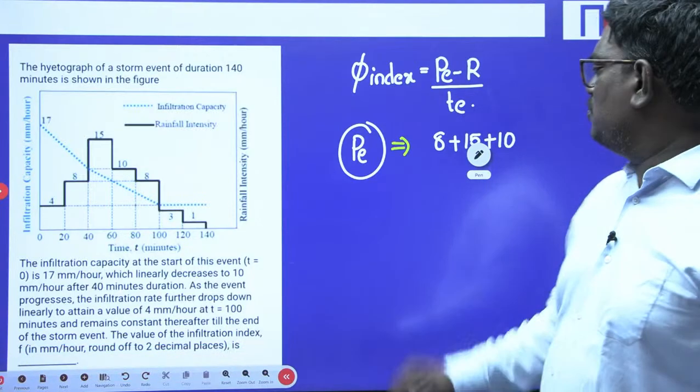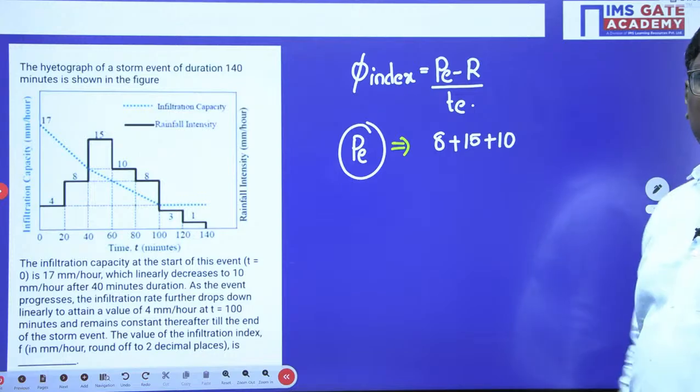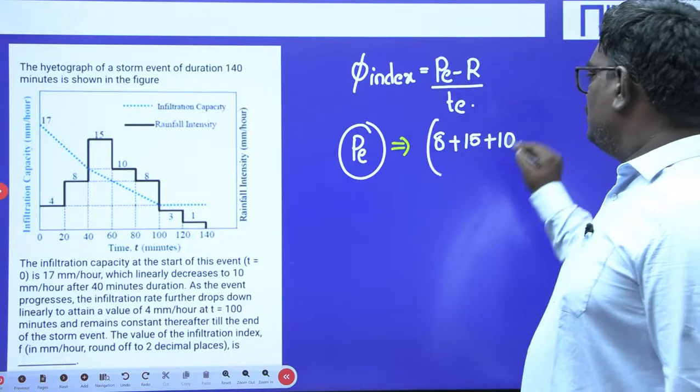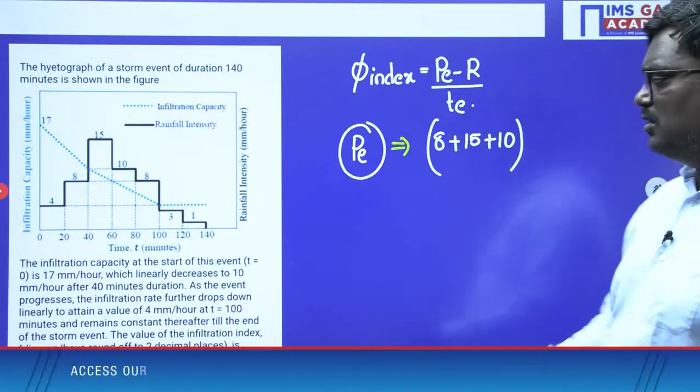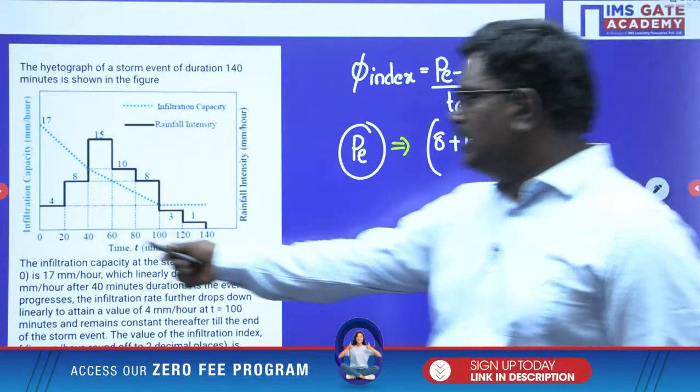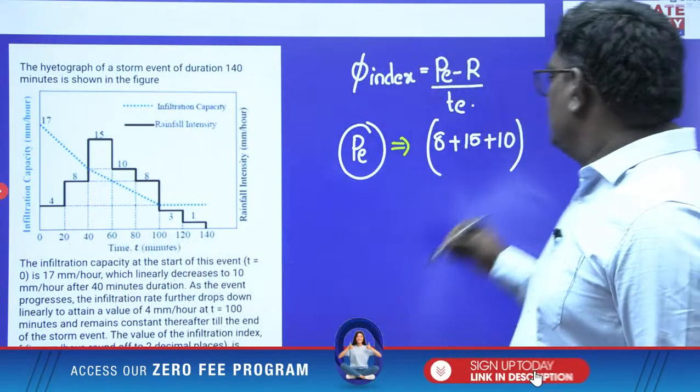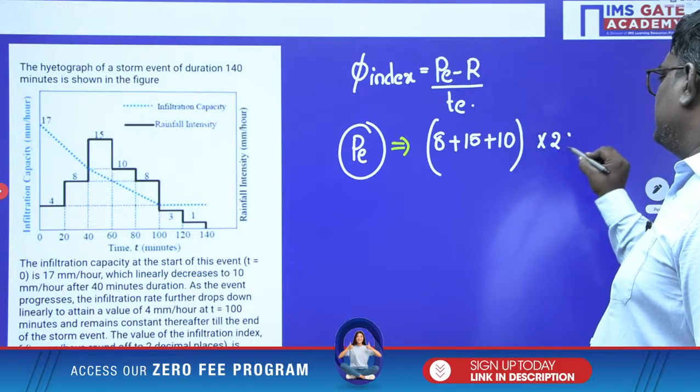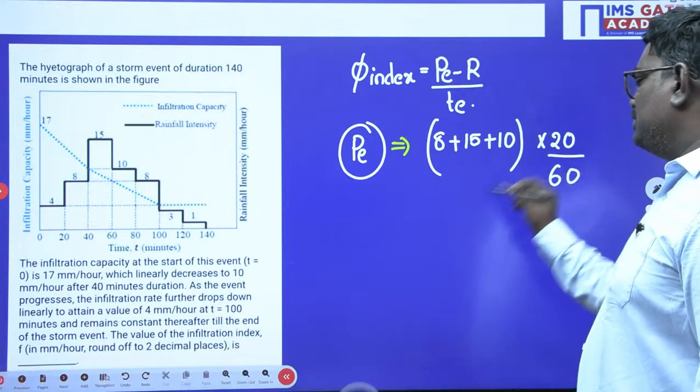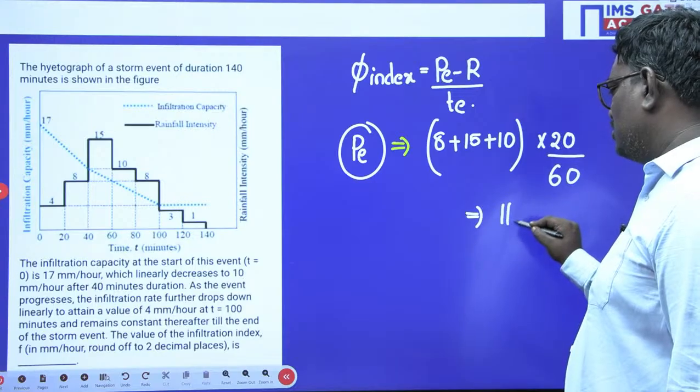The values which are more than 4. Am I correct or wrong, sir? So, into what is the time duration for each one? It is 20 minutes, because from 20 to 40 it is 20 minutes, and like that. So, into 20 by 60. If you see here, the excessive precipitation is around 11 mm.